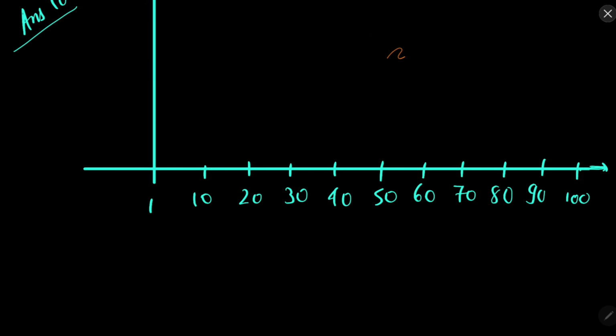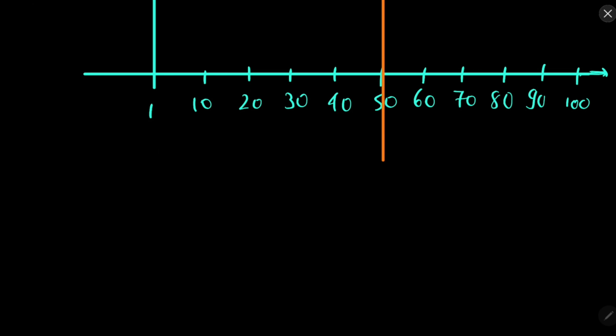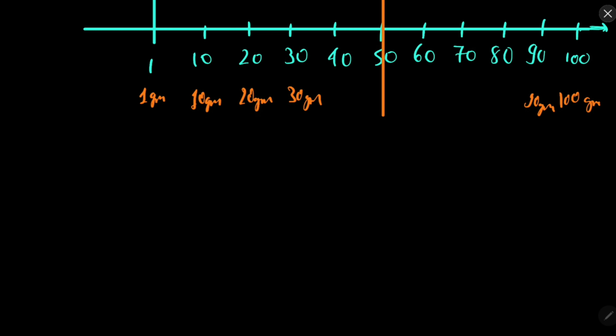So we need to find the moment of inertia about this axis, which is passing through the center of the meter scale. So the masses are 1 gram, 2 gram, 3 gram, then 10 gram, 11, 12, 13 up, then 20 gram and so on, 30 gram, 100 gram, 90 gram and so on, okay. Now we will consider 2 at a time, okay.